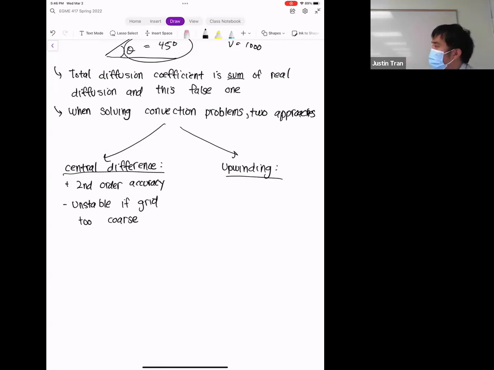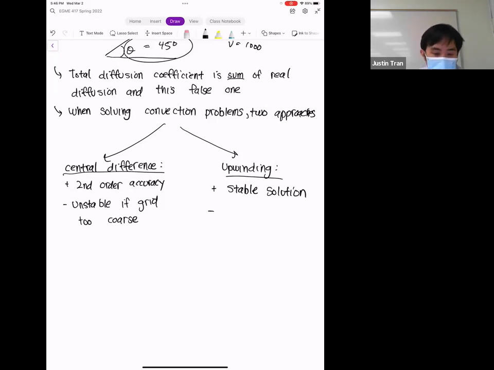Right. The other approach that you can take is upwinding. And so if you take an upwinding approach, the positive is that you end up with a stable solution. Okay, and so a lot of times that's good, and you don't have to worry about instability at all. And remember, the reason for that is that the way we chose the weights for the different terms matches a lot more closely with the physics of the problem. Okay.